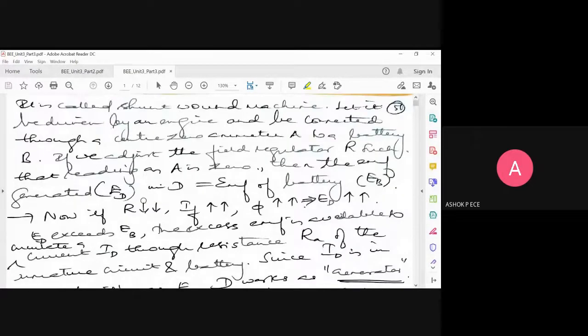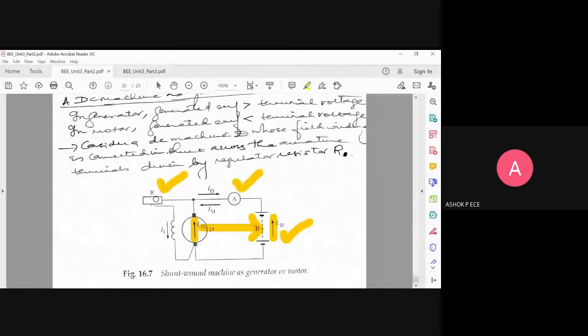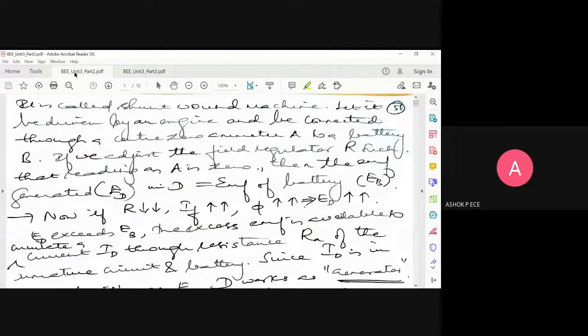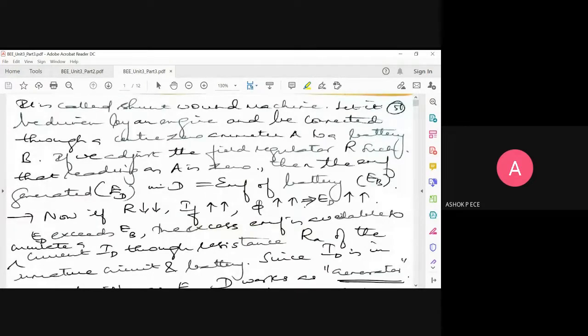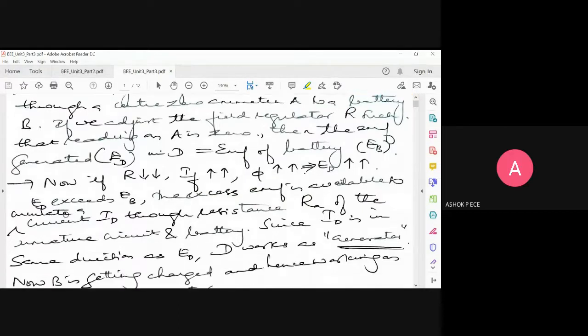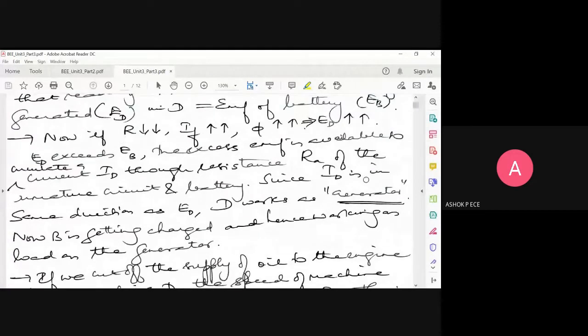Now, if the resistance is reduced, see, I have shown here an R, right? If the resistance is reduced, the field current will increase, because when you have less resistance, the current is going to be high. So when the field current is higher, there is more flux, and more generated EMF. If the EMF exceeds your battery EMF, the excess EMF is able to circulate current through the resistance RA of the battery. In that case, your D works as a generator.